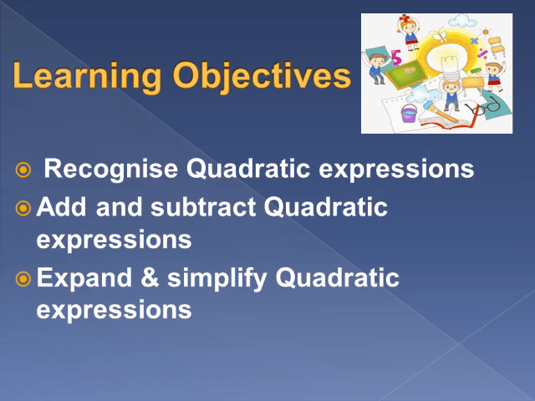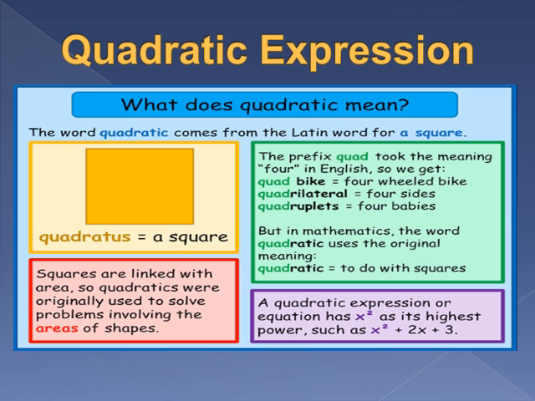At the end of the lesson, you will be able to recognize quadratic expressions, add and subtract quadratic expressions, and expand and simplify quadratic expressions. What does quadratic mean? The word quadratic comes from a Latin word for a square. Quadratic is equal to square. A quadratic expression is any mathematical expression whose power or degree is 2. In other words, any expression that uses variables where the highest exponent, or the expression's degree, is 2 is a quadratic expression.